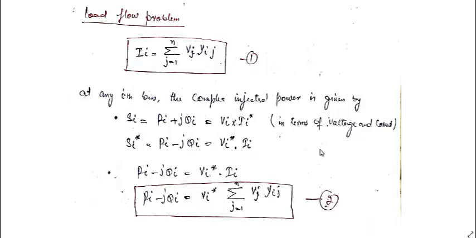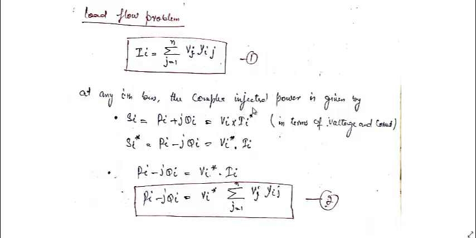In this case, we will see how this load flow problem can be first identified and then how it can be solved. We know that the important result we have derived, that is this Ii, the current injected in bus i, will be given as summation of j from 1 to N Vj Yij, where Vj is the bus voltage and Yij are the Y bus elements. They are defined by the value of i and j.